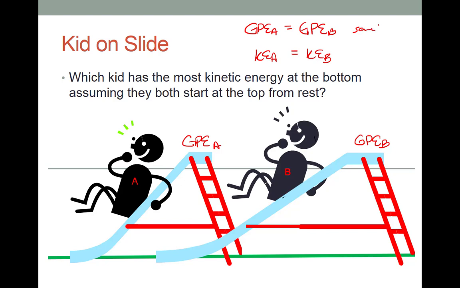So let's make some notes here. This is because it's at the same height. So the GPEs are the same because it's the same height. Kinetic energies have to be the same by conservation of energy. They have the same kinetic energy at the bottom.